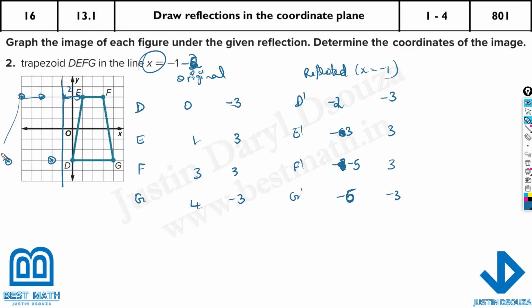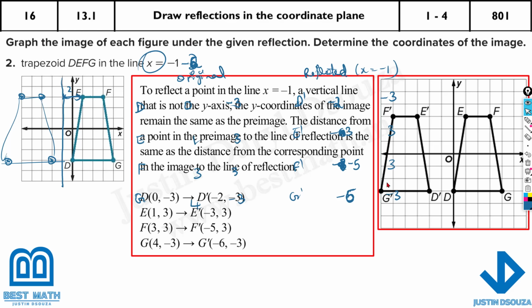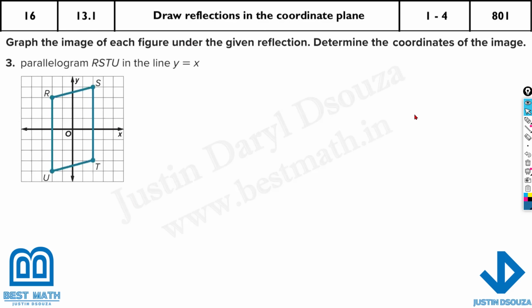And if you just join all the lines with the scale, you will get the reflected trapezoid along x is equal to -1. So here we go. These are the answers. You can see over here, it's so easy to find it out. It's -2, -3, -3, 3, -5, 3, and -6 and 3. The y values will remain same. Why? Because it's along x is equal to -1. All these will be same.